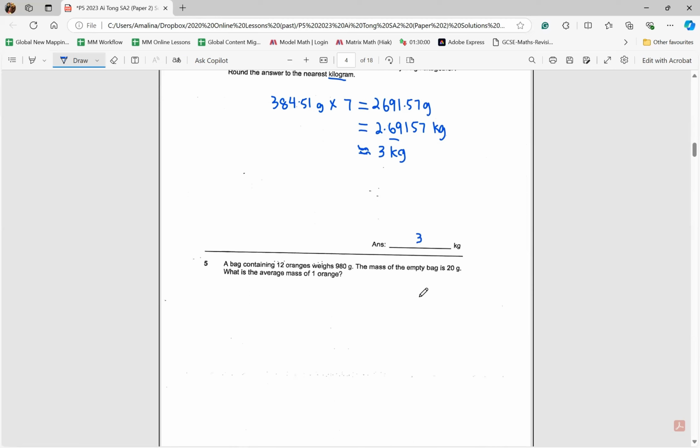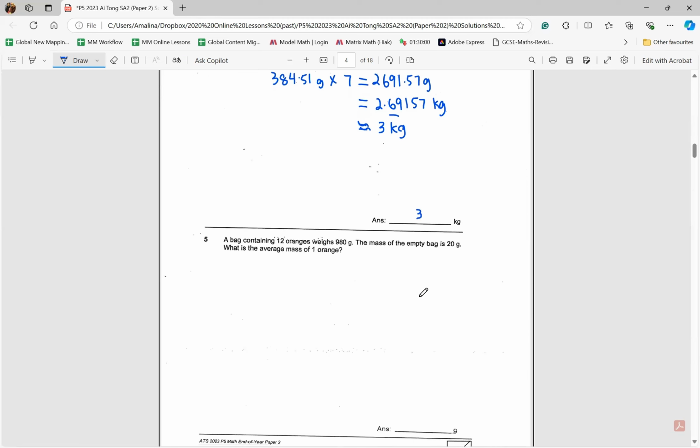Now, question number 5. A bag containing 12 oranges weighs 980 grams. The mass of the empty bag is 20 grams. What is the average mass of one orange? Okay, so the bag contains 12 oranges. So this 980 grams is the mass of my bag plus 12 oranges.